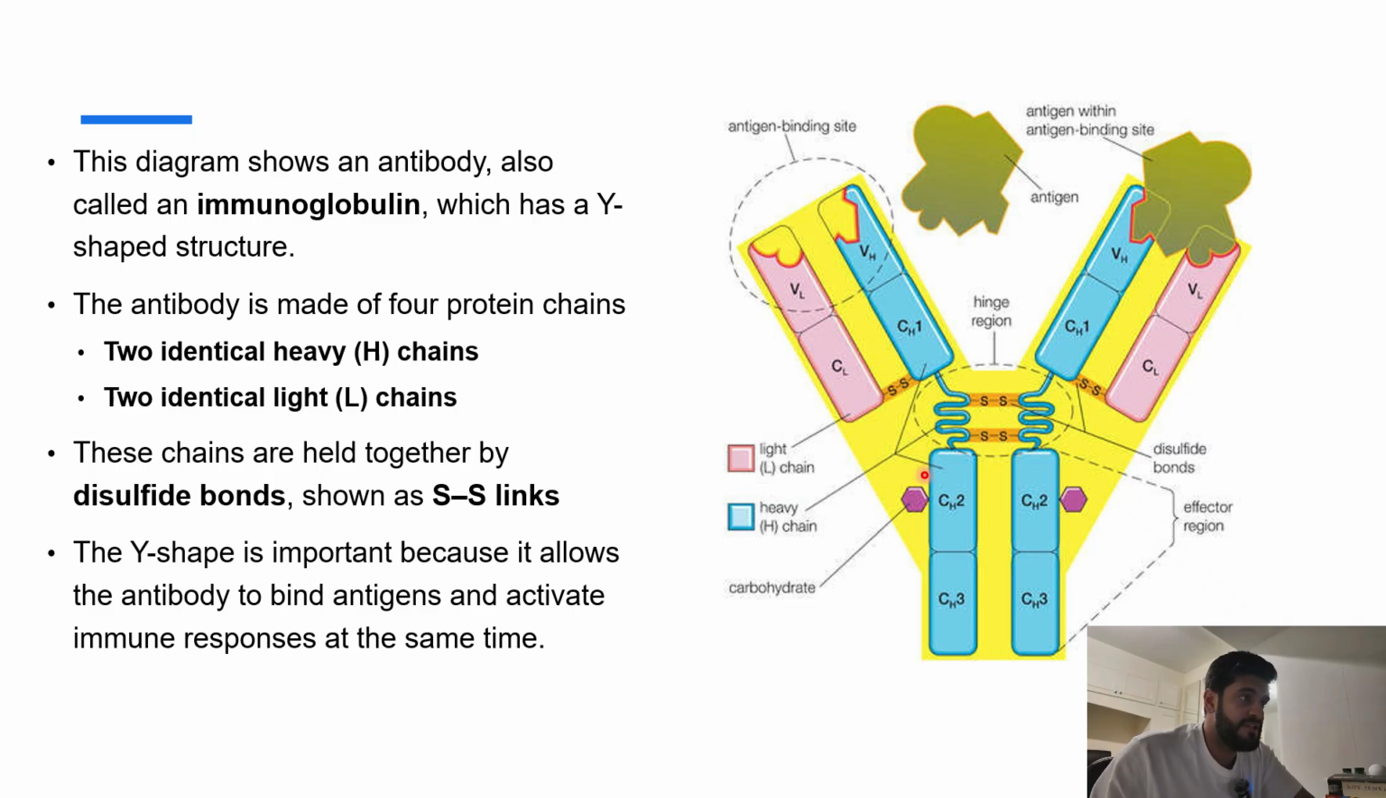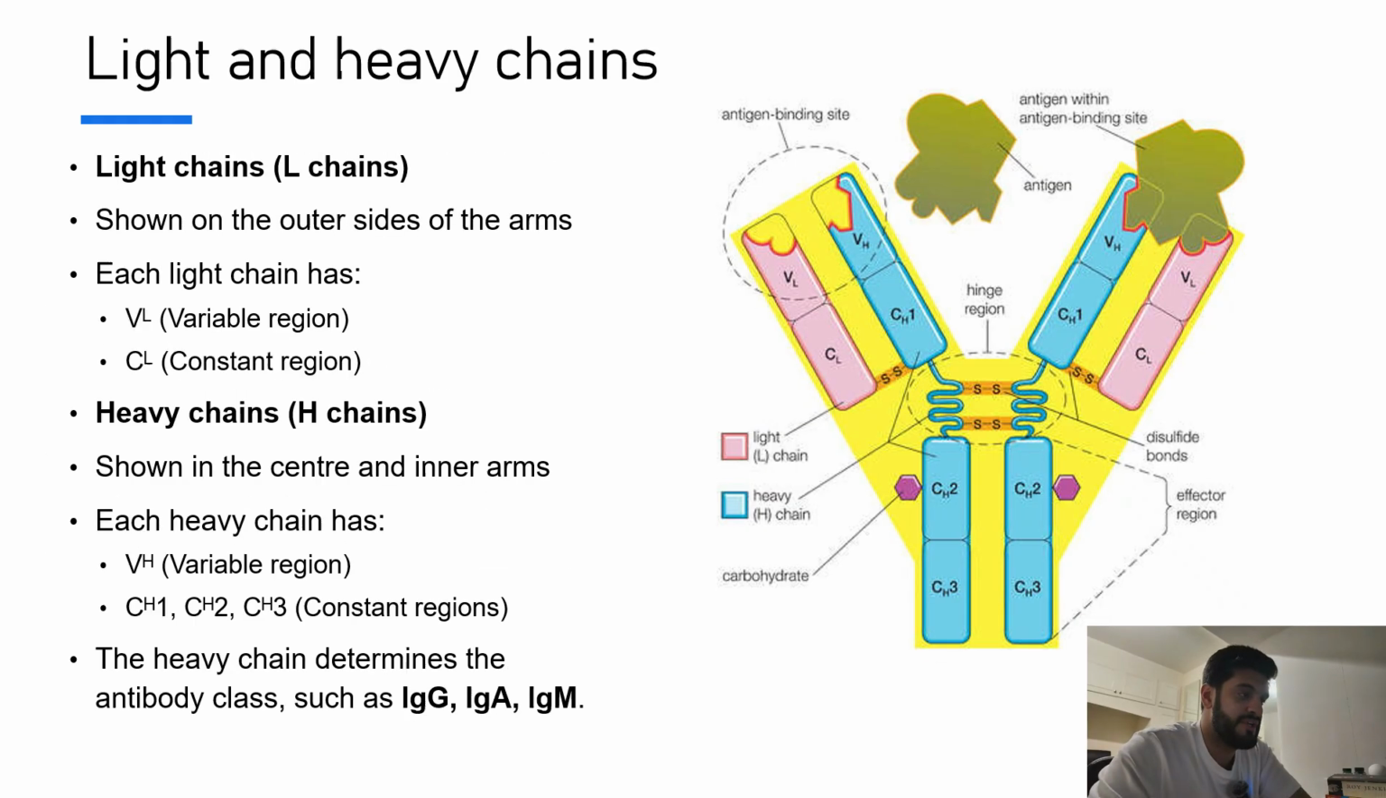The structure you can see on the screen is called an immunoglobulin. It's also called the antibody, and this is also called the Y-shaped structure. Now, it consists of 4 protein chains, as you can see on the screen, 2 identical light chains and 2 identical heavy chains, and they all are bound to each other using disulphide bonds, which are also known as SS links. And this shape helps it to bind to the antigen and also to trigger the immune response.